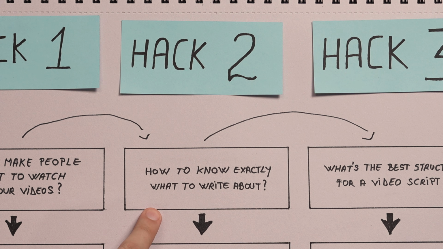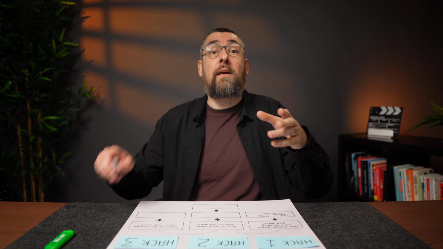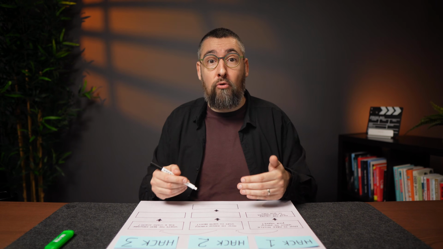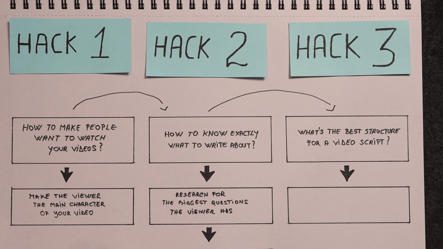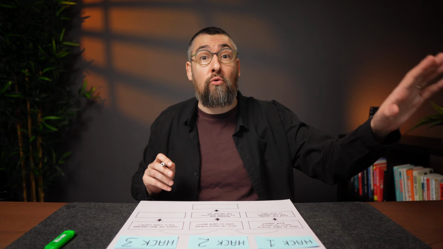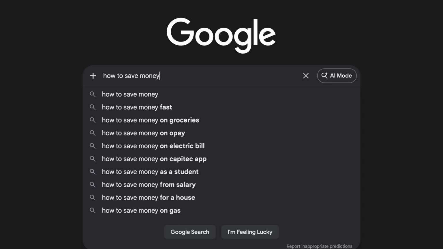How to know exactly what to write about. You make a video about solving a specific problem, but still, what exactly do you need to write about? Let's pretend the problem is how to save more money every month. Before starting to write, do research to discover the biggest questions the viewer has about this problem. It's so easy. Write on Google "how to save money" and check what people are searching for. How to save money on groceries, how to save money on the electric bill, how to save money as a student, how to save money from your salary, how to save money for a house.